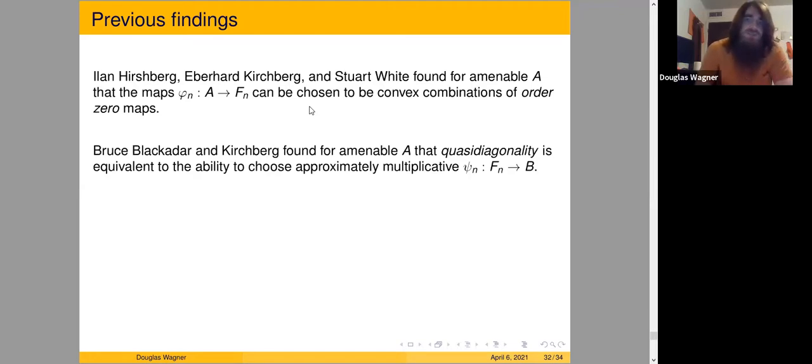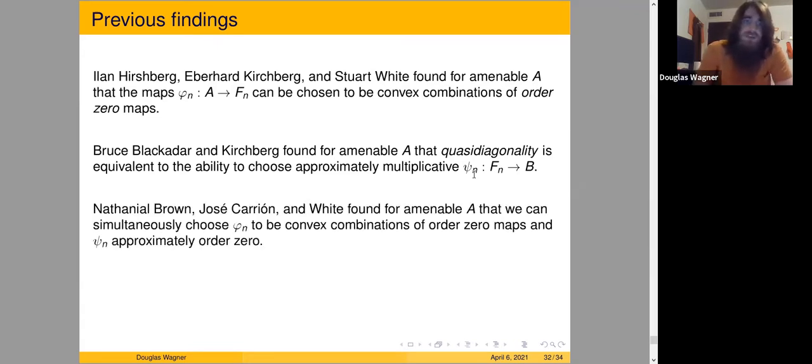Later, Blackadar and Kirchberg found, again for amenable A, that we can get the upward maps to be approximately multiplicative exactly when A is also quasi-diagonal. So quasi-diagonal, the definition is like that for an amenable C-star algebra, but instead of having maps that go back up, we instead require the downward maps themselves to be approximately multiplicative and approximately norm preserving.